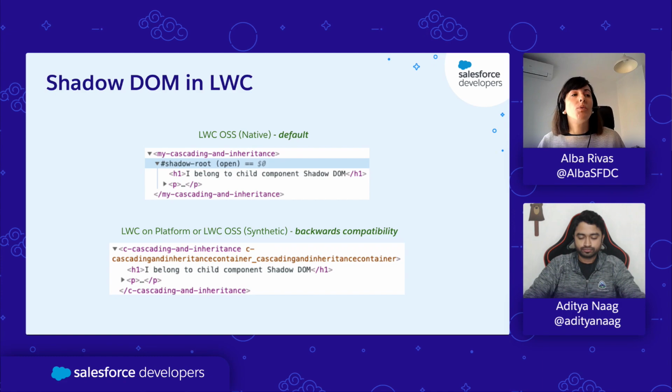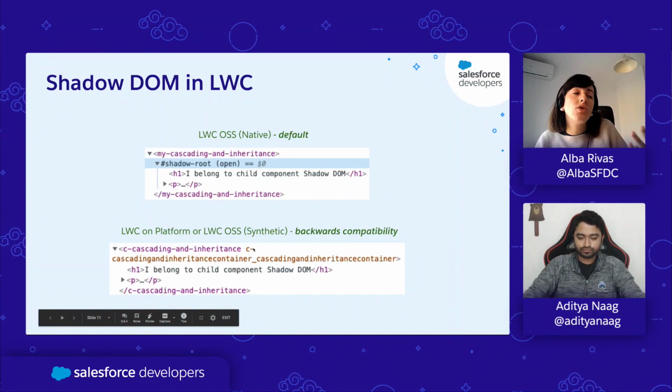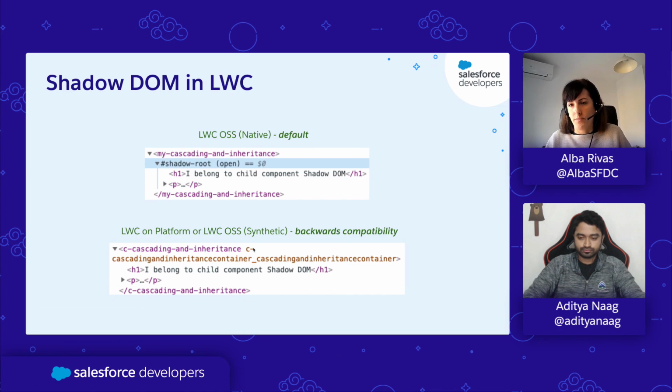This is important. We do this because Lightning Experience supports a wide variety of browsers, including some old browsers that don't support native Shadow DOM. And we wanted to support all those browsers. So that's the reason we decided to create a synthetic implementation of Shadow DOM for when your Lightning Web Components run on the platform. That is important, right? By the way, this is something that you can activate in Lightning Web Components OSS if needed, and it's easy to do, right?